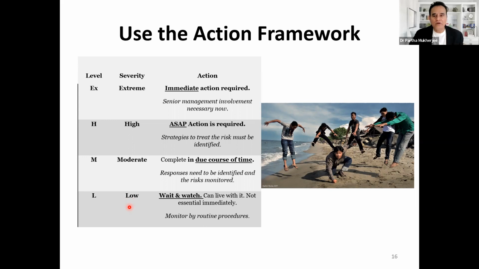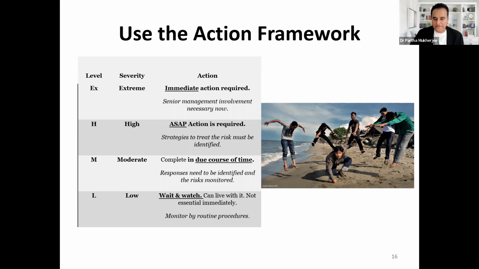So therefore, you also want to manage your budget and costs. So you will say, let's wait and watch. We can live with this problem now, it's not that essential to solve immediately, and therefore you will have a strategy or action framework based on your risk categorization. So now we have combined the risk analysis with a number, and with the number we have also got a framework for what we do with each of the categories.